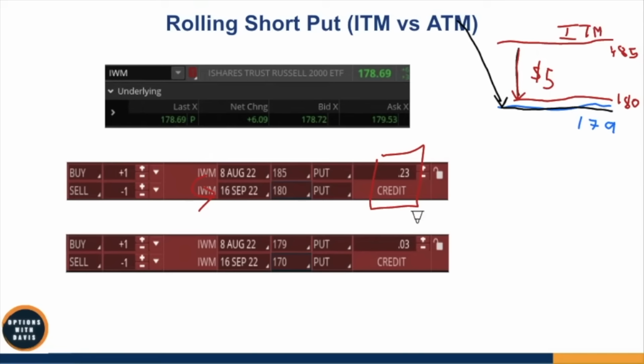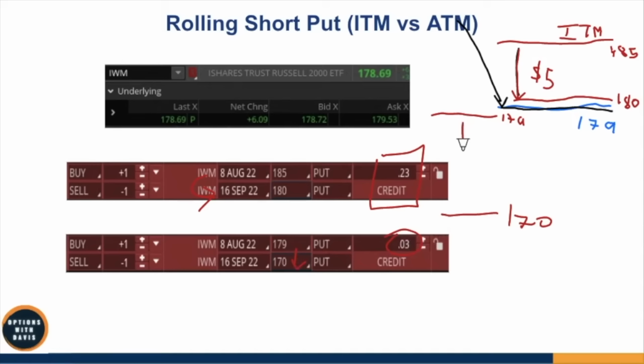So let us compare it if we were to roll it when it is at the money. Okay, so let's say the market now comes down here, and then when it touches our strike price at 179, in this case 179, then we decide to roll. So from 179 we can roll it all the way down to 170. All right, you can see 179, we rolled down to 170 and we could get a $3 credit. So this is the lowest that we can roll to for a credit.